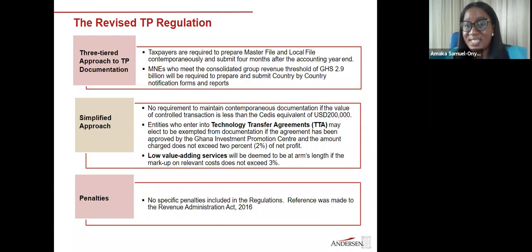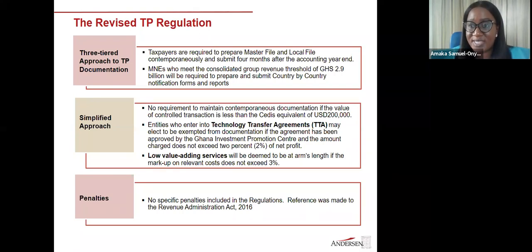Similarly, for entities who enter into technology transfer agreements, and such an agreement has been approved by the Ghana Investment Promotion Center, and the terms of the agreement is that the amount charged does not exceed 2% of net profits, that taxpayer can then apply to the Commissioner General to be exempted from preparing contemporaneous documentation with respect to that particular transaction.